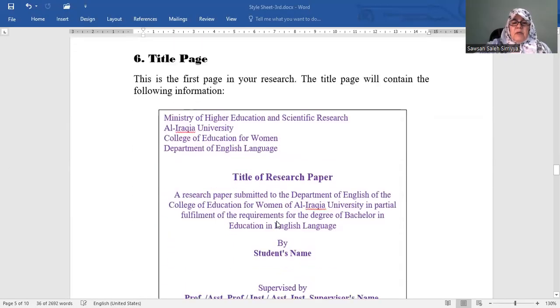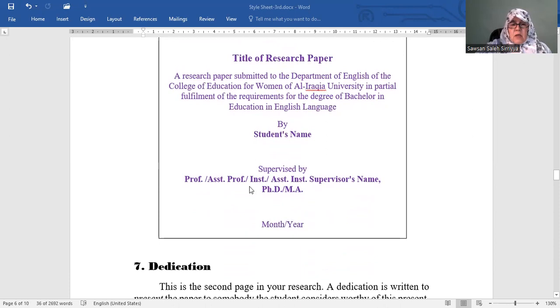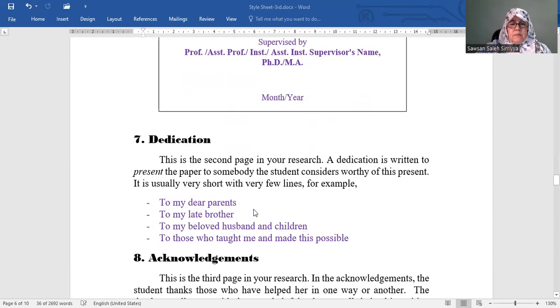The title page, you see, this is the example. You have to write your title here, your name is here, and your supervisor. It should be preceded by the title of your professor. Is he a professor, assistant professor, instructor, or assistant instructor? Then after you write your supervisor's name, a comma, you write his degree. Does he have a PhD or an MA?